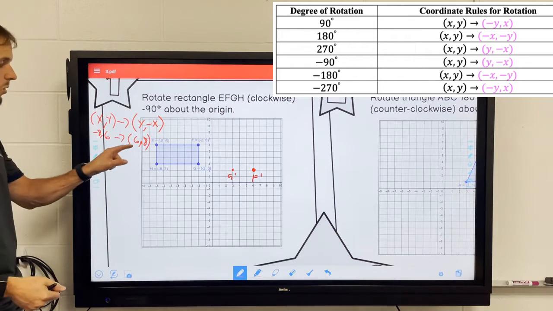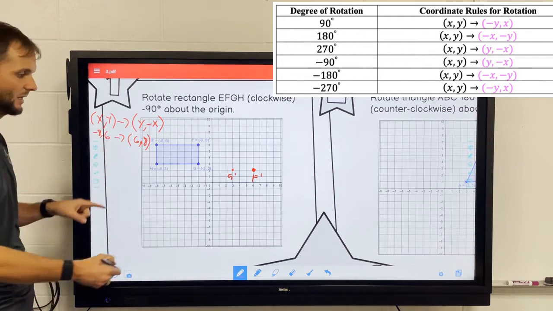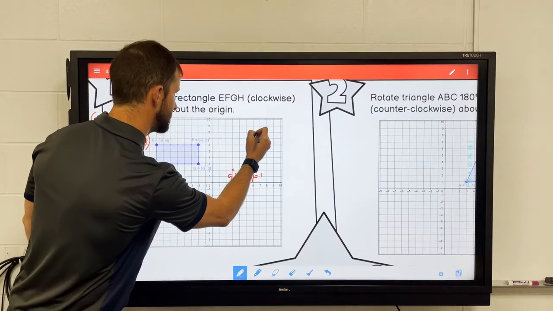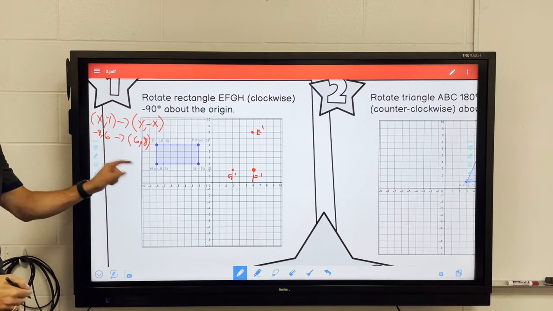So my new coordinate for E prime is going to end up being 6, 8. So I'm going to count over 6 and I'm going to go up 8. So this right here is going to be E prime, okay? And then now I need to do the same thing with H.